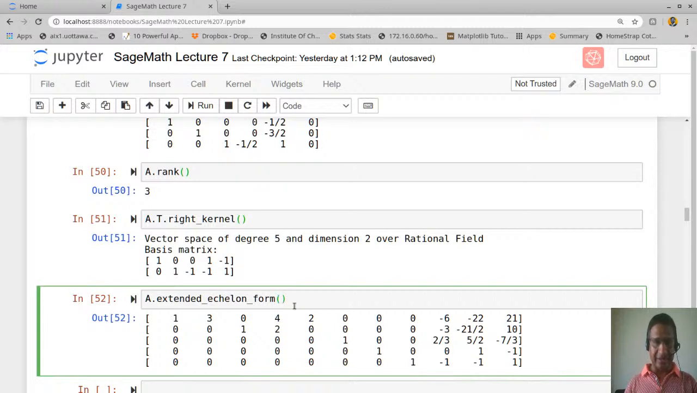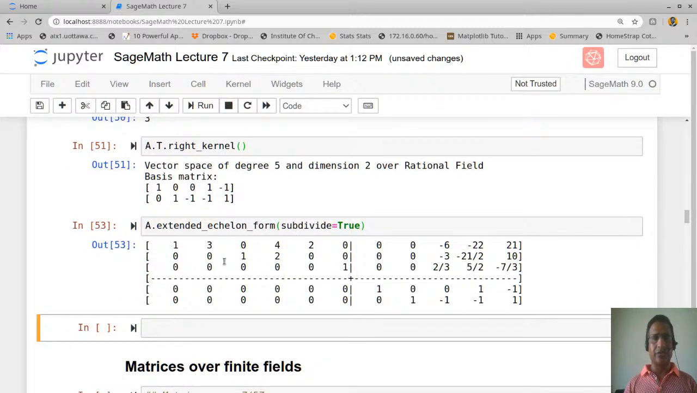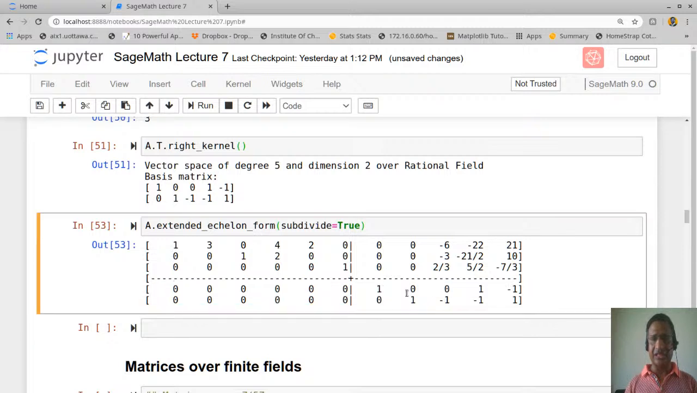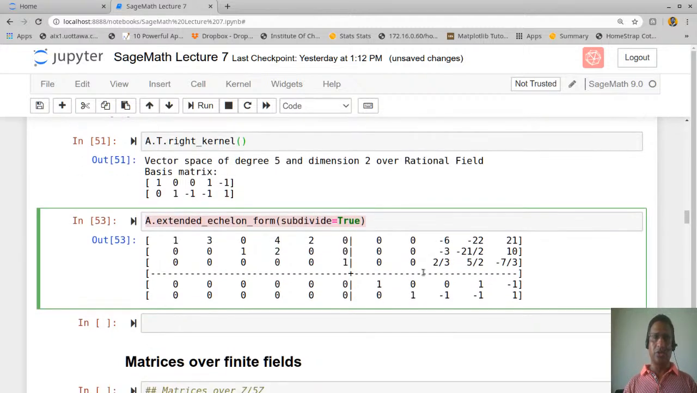So let me also put a division. There is also an option called divide or subdivide. I think subdivide is equal to true. Subdivide equal to true. So again you can see here this last bottom right corner, the box contains basis for this left null space. Okay, similarly you can interpret other things. You can maybe look at Robert Beezer's book. In that there is a section on extended echelon form, so you can look at more concepts related to this.